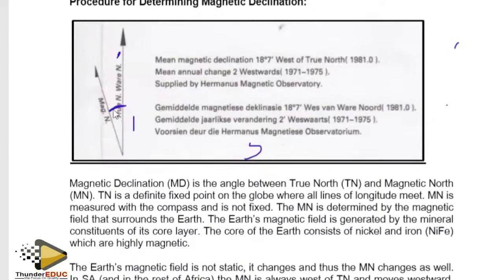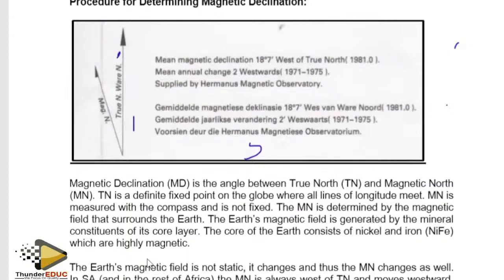Learners, boys and girls, if you check here, the true north is a definite fixed point on the globe where all lines of latitude meet. That is obvious. It will never change. Now the magnetic north is measured with the compass, and it is not fixed. That means it can change. I think you have seen it when you hold a compass, the magnetic north keeps on rotating. So the magnetic north is determined by the magnetic field.